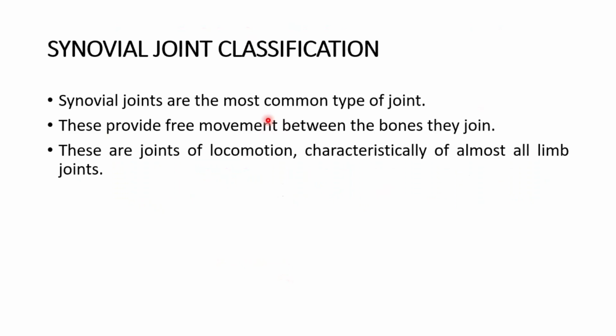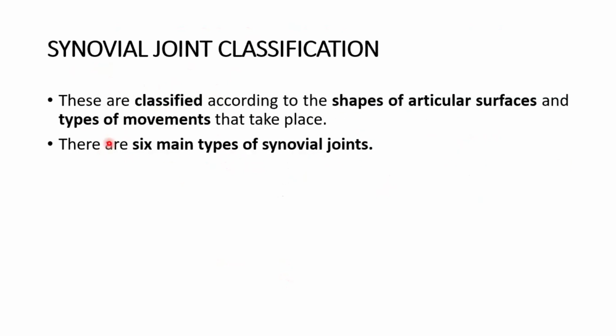Synovial joint classification, now very, very important. Synovial joints are the most common type of joint, right? These provide free movement between the bones they join. So the hallmark is the free movement. That is why they are called synovial joints. These are the workhorses of locomotion, characteristic of almost all limb joints. For example, the shoulder joint, which is the most mobile joint of the body.